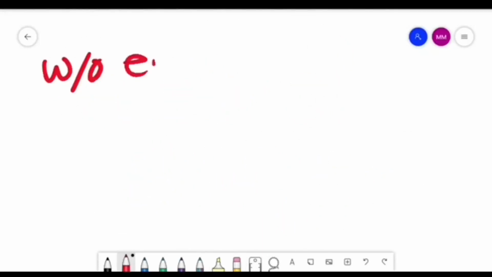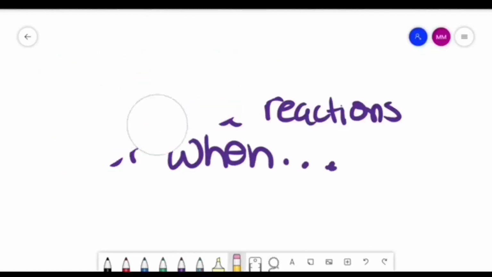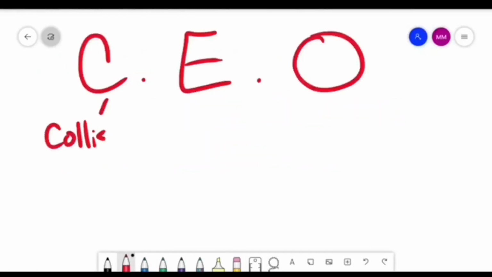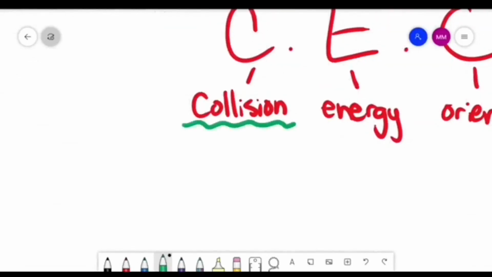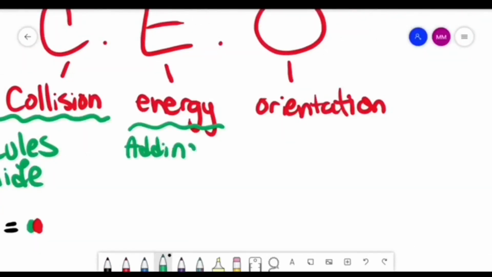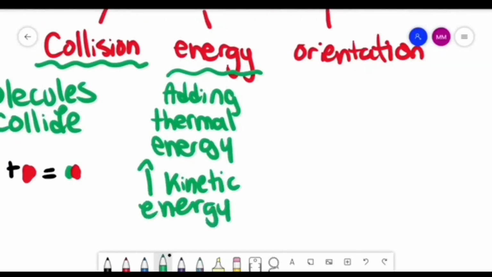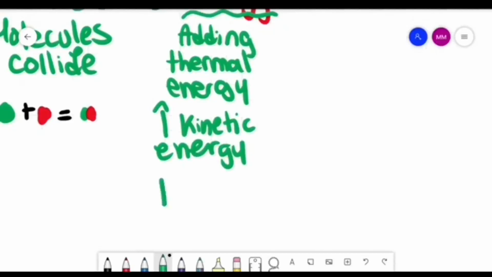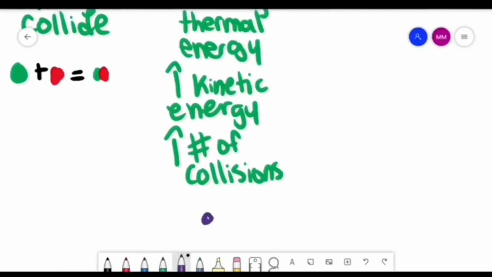Without enzymes, there are three ways that chemical reactions occur. There's actually an acronym for this called CEO. C is for collision, and then energy and orientation. When molecules collide, they react. The second way is energy. By adding thermal energy to a system, the kinetic energy is raised, meaning that there's more collisions, because as there's more movement, there's a greater chance of a collision and thus a greater chance of a reaction.